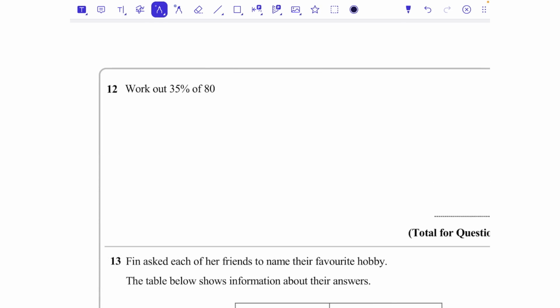Work out 35% of 80. So for this, we've got a calculator. You can just use that percentage button on your calculator, 35% times 80. Or you can say, well, 35% is 0.35. So you could do 0.35 times 80.